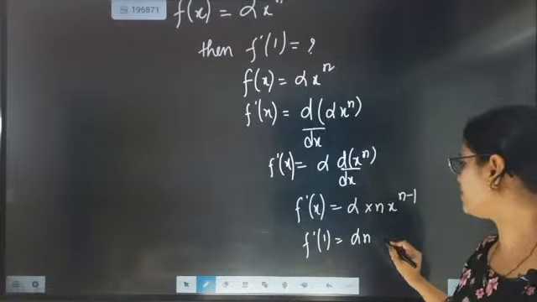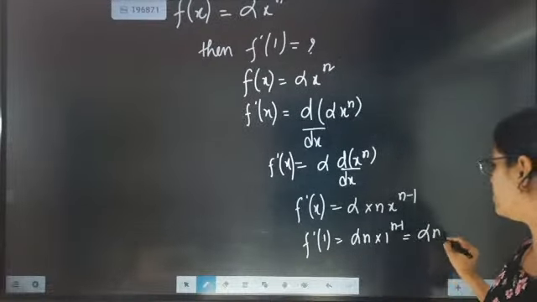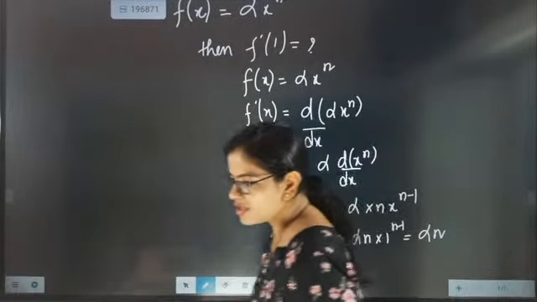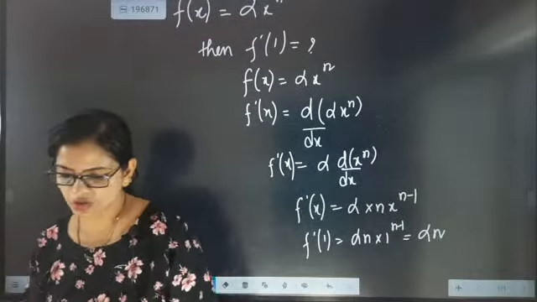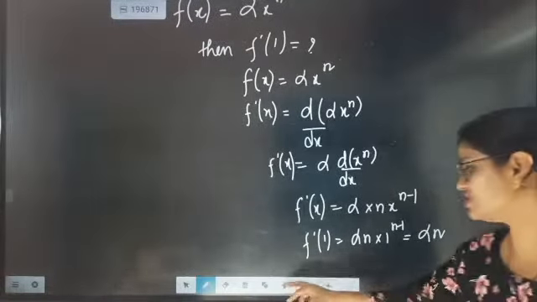So it will become alpha n into 1 to the power n minus 1. So it will become only alpha n. Absolutely correct. It is only going to be alpha n. Nothing else. It is the most easy question.